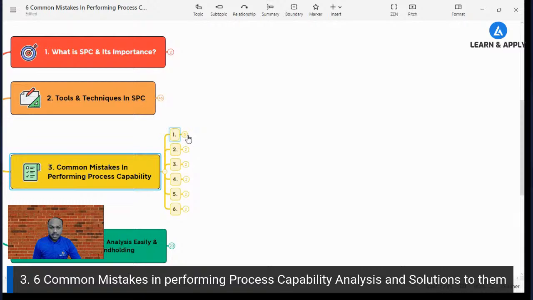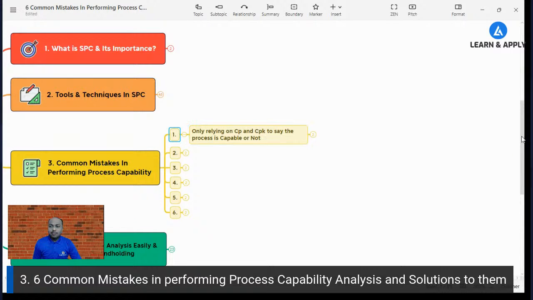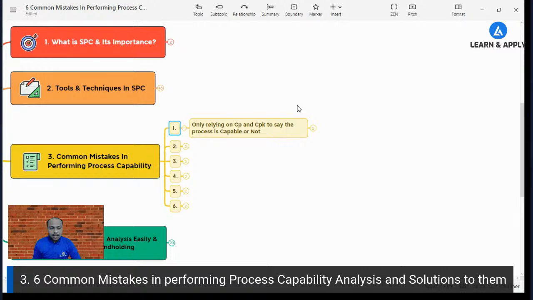Now, the first mistake is, when we are calculating the process capability, you might have seen that people are only talking about Cp and Cpk. Only relying on Cp and Cpk to say the process is capable or not is the first mistake. And especially in the case of assembly processes, that means if you are calculating the process performance for the child parts, and after that you include those parts in the assembly process, then there is another important capability index that we also need to look for. It is Cpm.